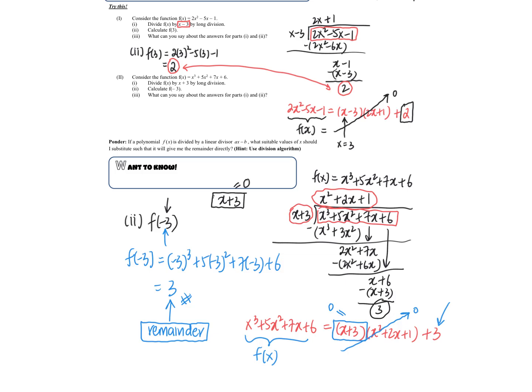Because I need to make this 0, right? So if I sub in x as 2 into this equation, it must give me remainder 0. Go and check. It will always be true. Same thing, if this is my f of x, what value of x must I sub in so that it will give me a remainder here?